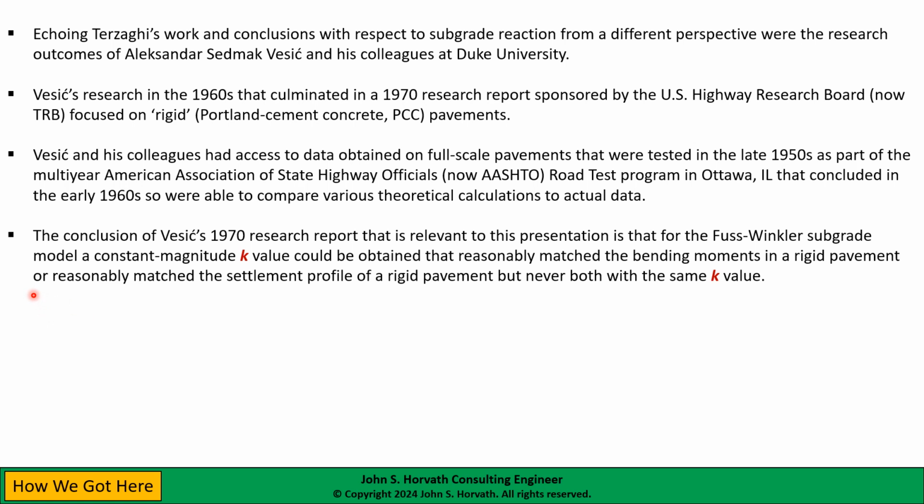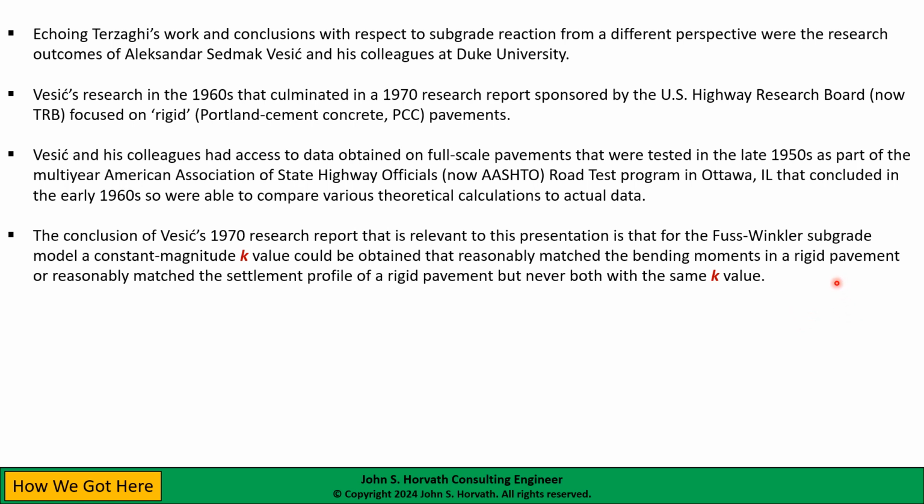Now, the conclusion of Vesic's 1970 report that is relevant to this presentation is that for a Fuss-Winkler subgrade model of independent axial springs with a constant K value, you could match the bending moments in a rigid pavement to a K value, or you could match the settlement profile to a K value, but never with the same value of K. So if you wanted to state it another way, if you wanted to match bending moments and settlements, you had to use different K values.